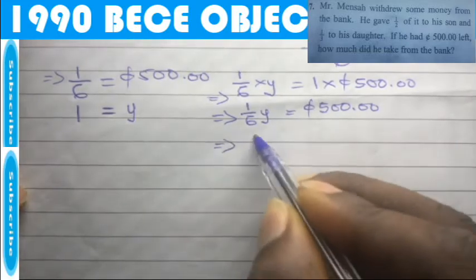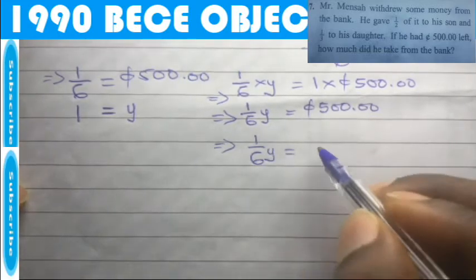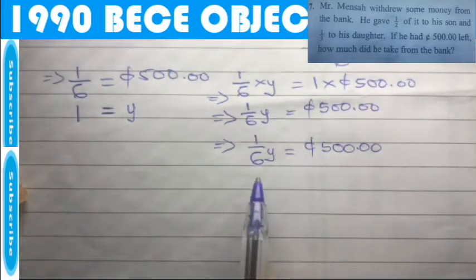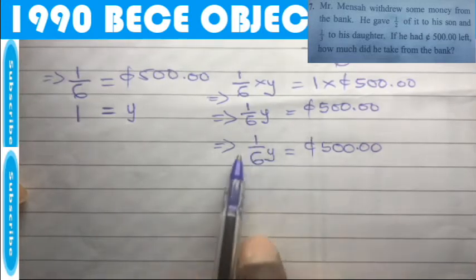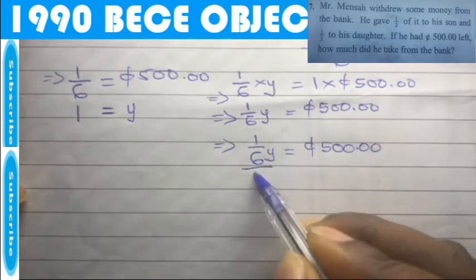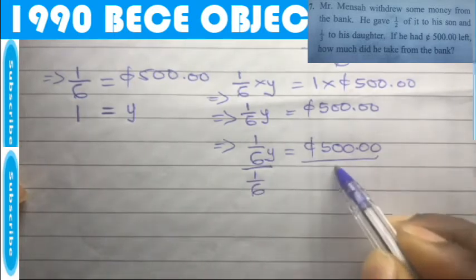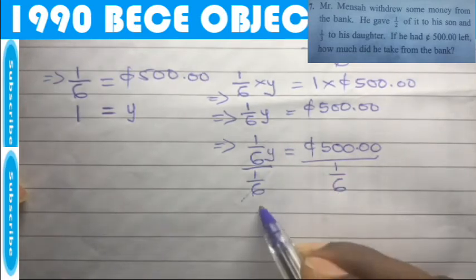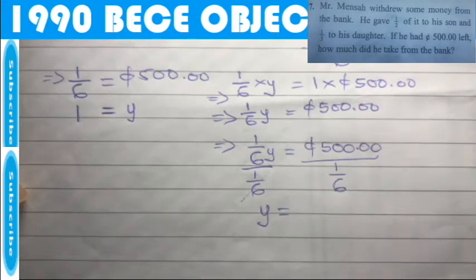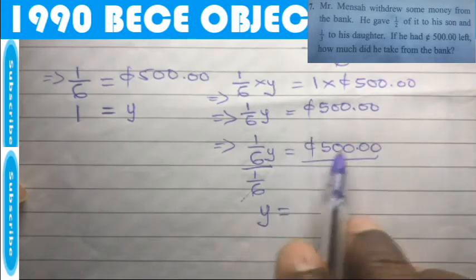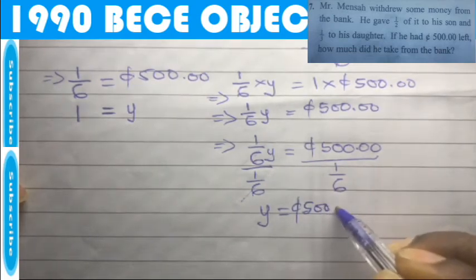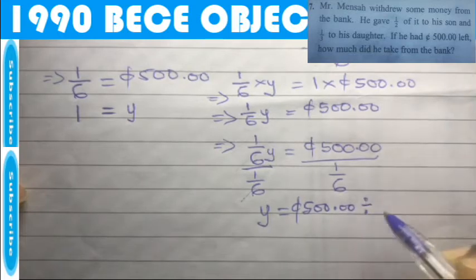To continue, we have 1 out of 6 y is equal to 500 cedis. I'm rewriting it again. So to find y, I'm going to divide both here and here by 1 out of 6 for us to find y. So we divide here by 1 out of 6, and then divide here also by 1 out of 6. This and this will be gone. So we have only y left over here. And then this means that we have 500 cedis divided by 1 out of 6.